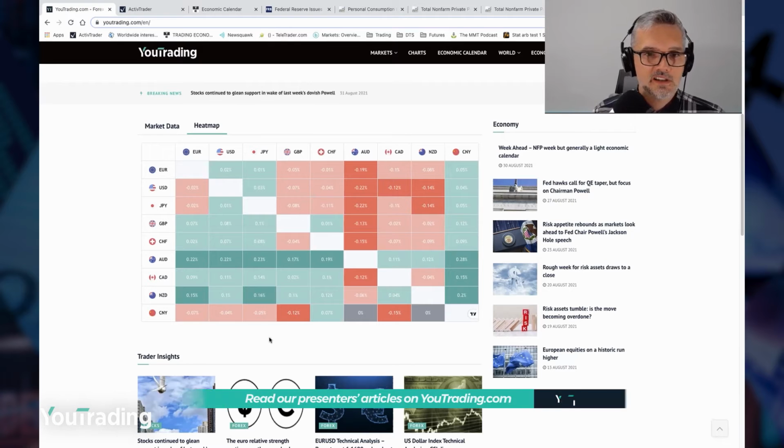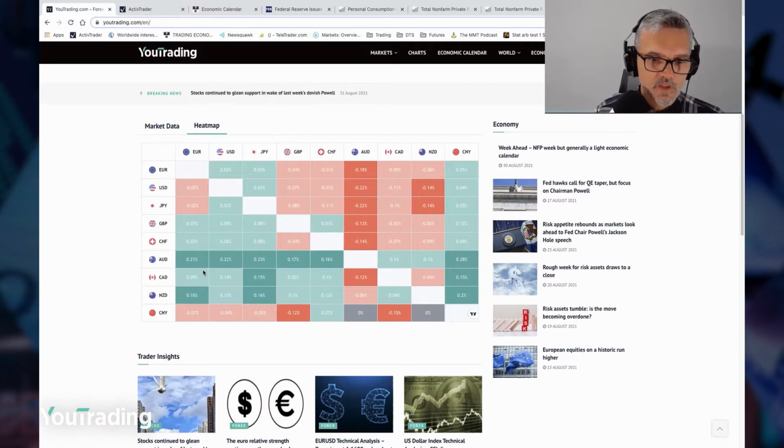Okay, so as always, going to start with the YouTrading Forex heat map, and you can see here that the US dollar is pretty weak against all the other pairs, apart from the yen and the yuan. The Australian dollar is definitely the strongest, and following closely behind is the New Zealand dollar. So kind of a risk on, when the commodity pairs are mainly bullish, I feel that's good for the equity markets and other risk assets.